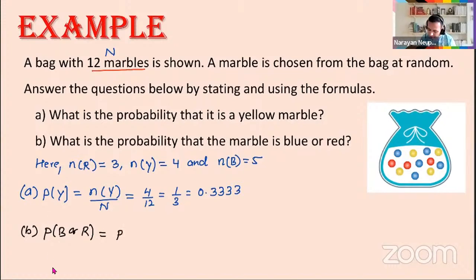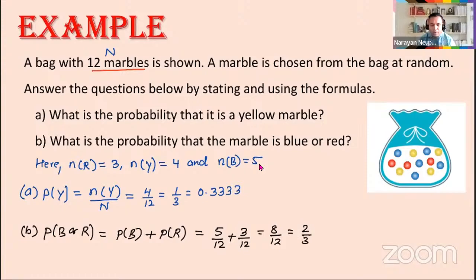So the formula will be probability of blue plus probability of getting a red. And that is equal to probability of getting blue marble. You can see I have 5 blue marbles out of 12. So 5 out of 12 plus the red, you have 3 marbles out of 12, which is equal to 8 out of 12, which is the same as 2/3 when you reduce that, or as a decimal, it is 0.6667 when you go to 4 decimal places.